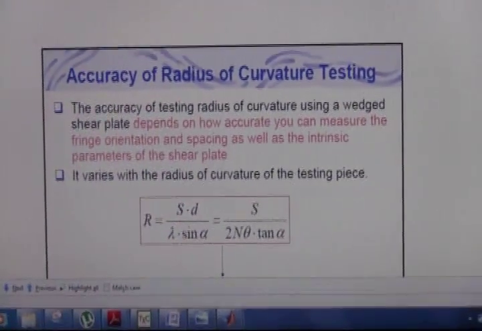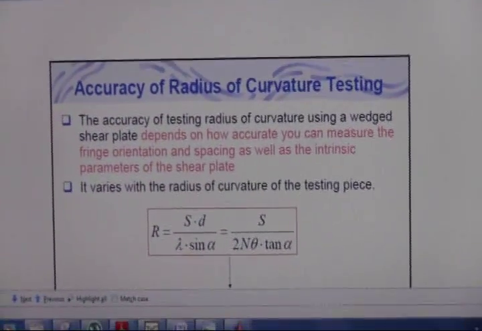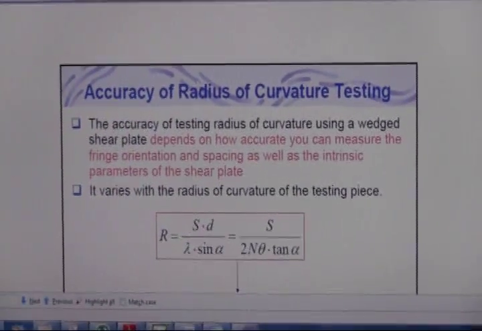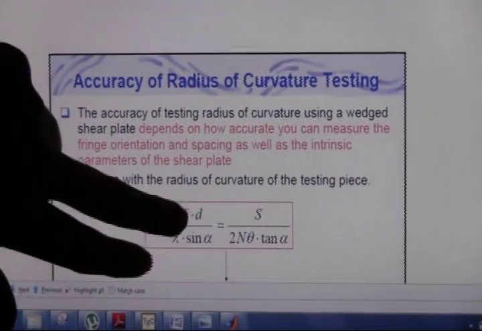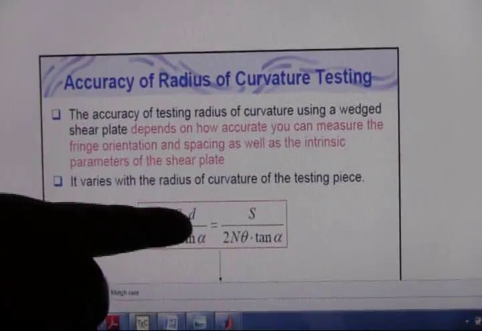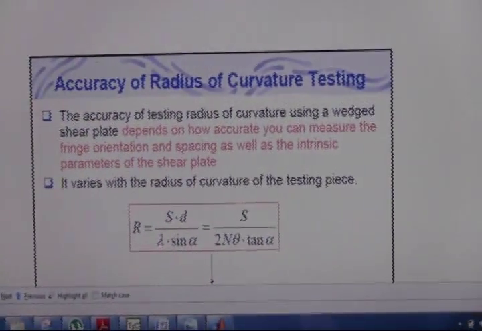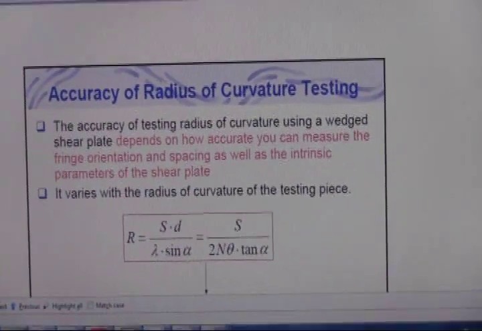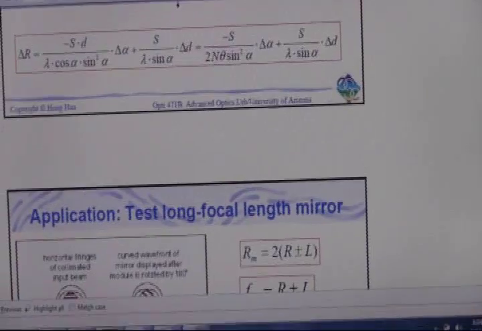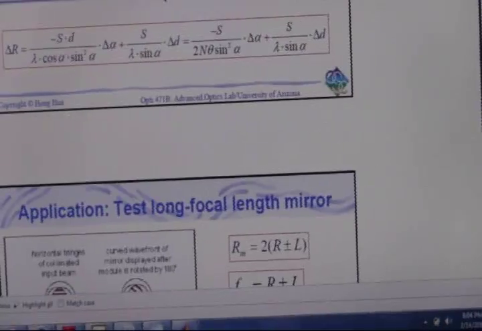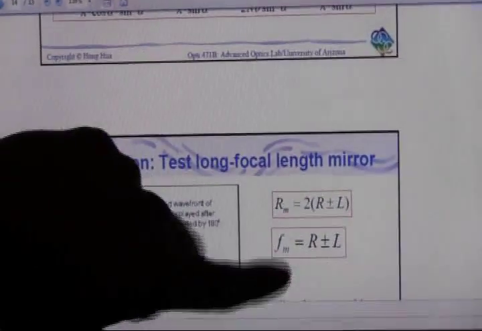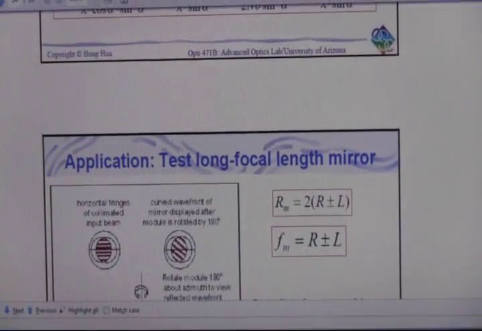So what we did is we assumed we had a 10 millimeter shear plate, and we were able to calculate S from that. Once we had S, we could use the D value that we measured, the distance between fringes, and the alpha value, which is the angle the fringes take. Once we had the radius of curvature, we could plug it into this equation here to find the focal length of the mirror.